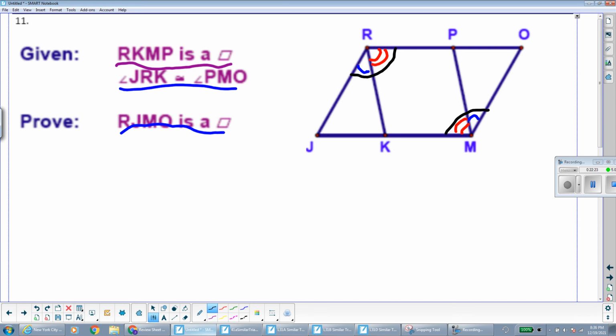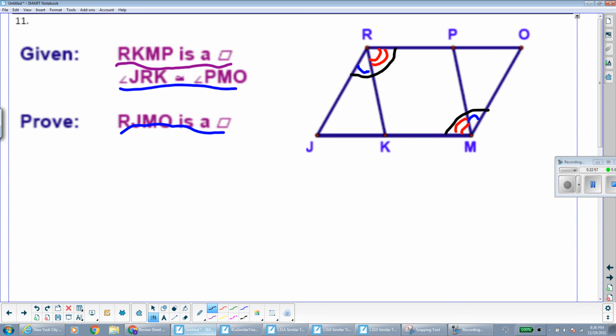I notice that angle J is an angle in this triangle here on the left, and angle O is an angle in this triangle over here on the right. So if we're able to first prove these two triangles congruent to each other, then using CPCTC, we can get the information we need about angle J and angle O. Then we'll know that both pairs of opposite angles are congruent, making RJMO a parallelogram. So let's see how we're going to prove these two triangles congruent.